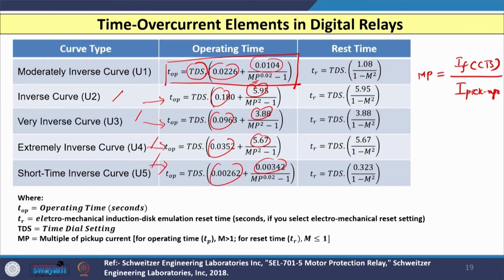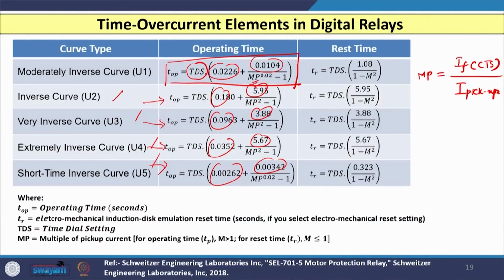Now, one important point is that in the actual field it may be possible that, let us say, I have 3 relays, out of which 2 relays are electromechanical in nature and 1 relay is a digital relay, and I want to coordinate these 3 relays. Then obviously it is very practical that I want the digital relay to function as an electromechanical relay, so that proper coordination can be achieved.